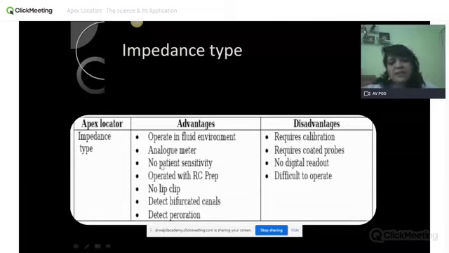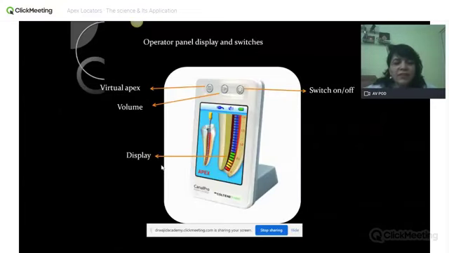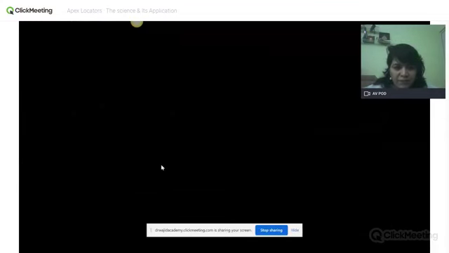Then you have the impedance type of Apex Locators. Now, impedance type of Apex Locators again have certain advantages and disadvantages. So, what happens is when the manufacturer provides you with a certain Apex Locator, most of them have a combination of the generation as well as of the features that I've mentioned, either the flow, opposition to the flow, or the kind of electricity that is passing through, etc. So, here you have the frequency type. Now, let us have a quick look at the parts of the Apex Locator.